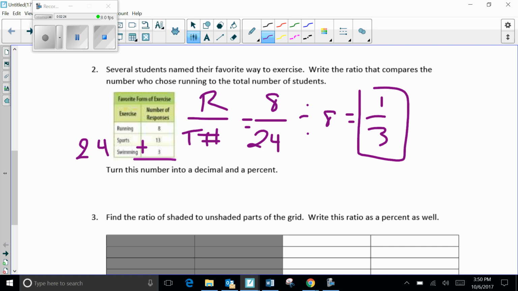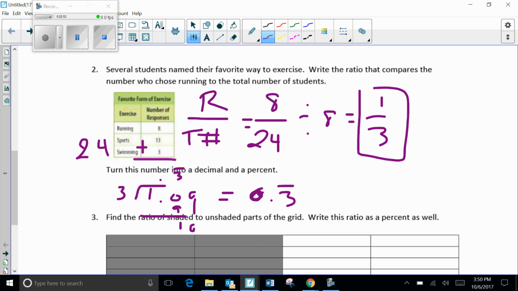The second part says, turn this into a decimal and a percent. So we know that the inside number goes on top, so 1 divided by 3. We know it's going to be a decimal, so I'm going to go ahead and add in a 0. 3 goes into 10 3 times, which is 9. I have 1 left over. If I keep adding a 0, you should see that this is a repeating decimal. So it is 0.3 repeating. It's a 0 right there.